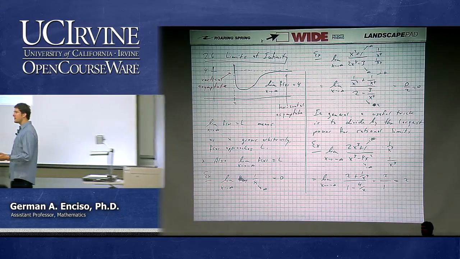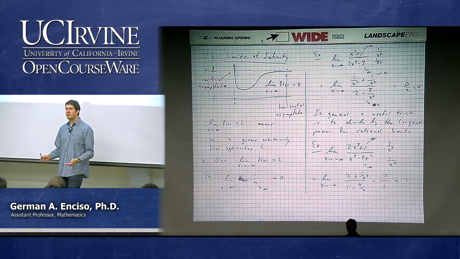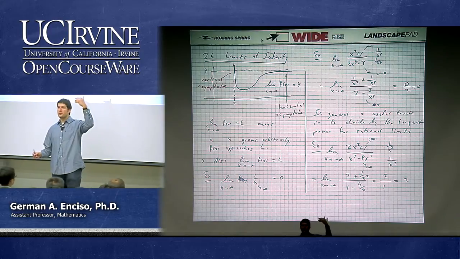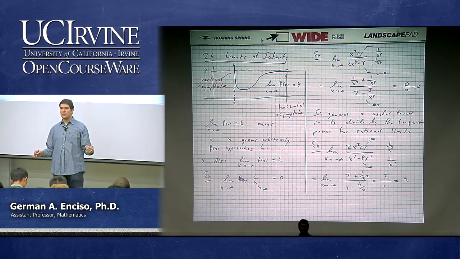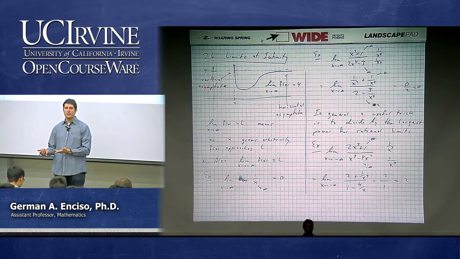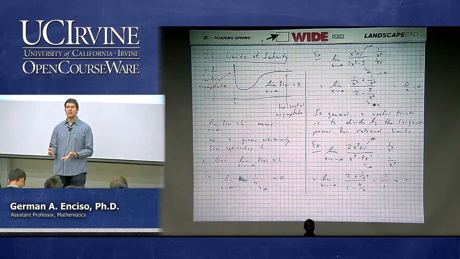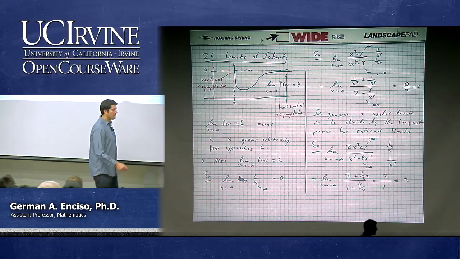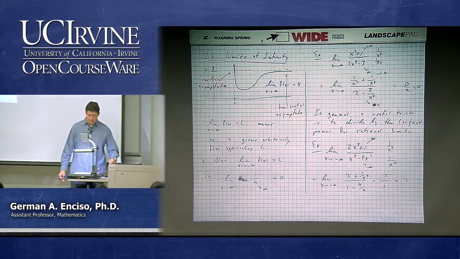So look at that. That's a good example of what I was saying a moment ago. You have something that goes to infinity divided by something that goes to infinity, and the limit is 2. Weird, right? You would think the limit has to be either 0 or infinity, but no, it can actually be 2. Any of those things can happen. Do you have any questions?